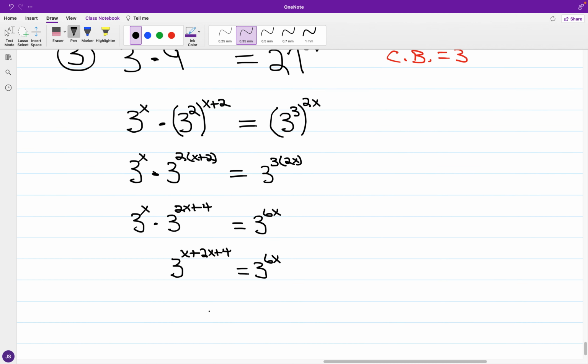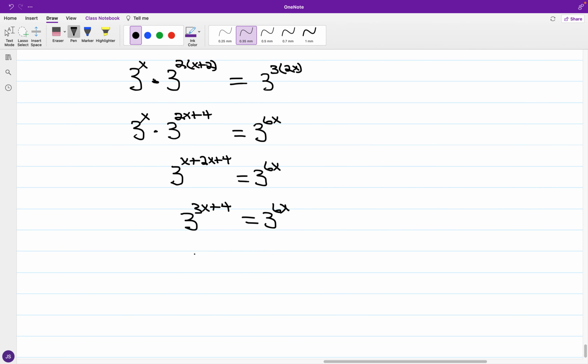Okay, so we're going to have 3 to the 3x plus 4 is equal to 3 raised to the 6x. Now I can set the powers equal to each other.